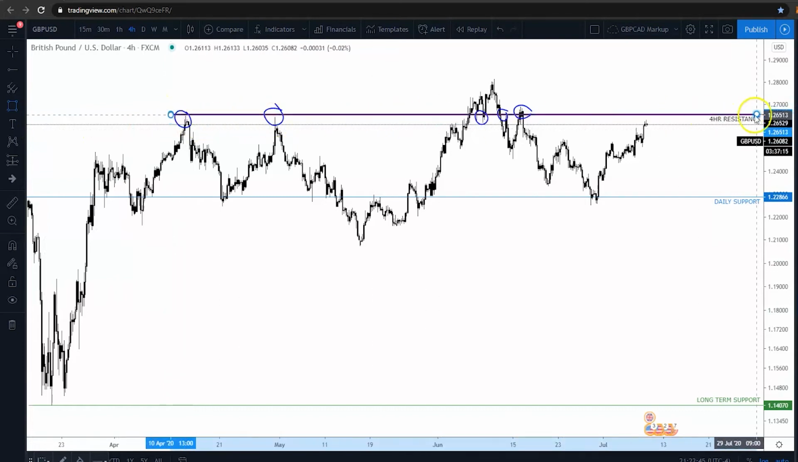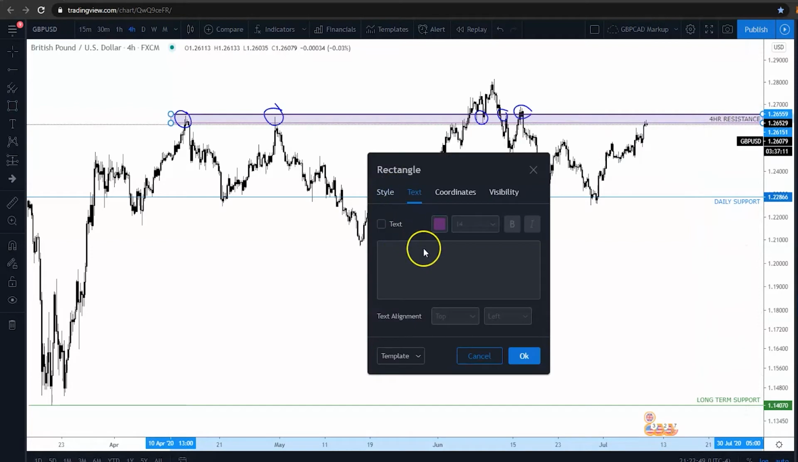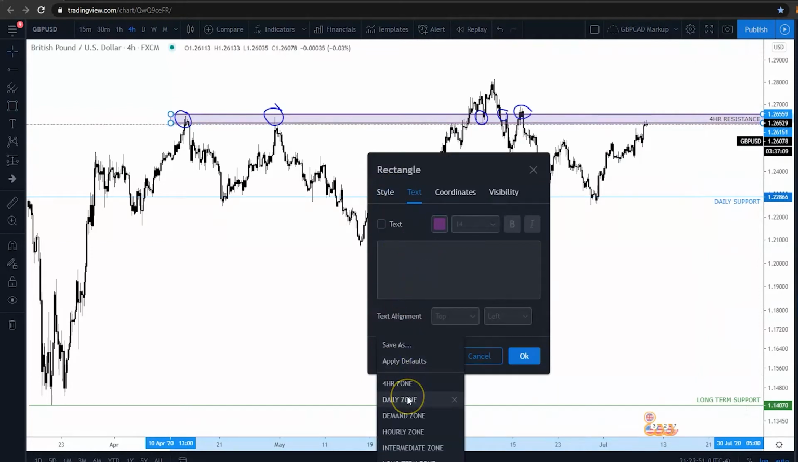And this would be the zone that I would look to enter. Now, I'm not telling you to enter here. This is what I would do. If you decide to take this trade, that's on you. I'm not a financial advisor.